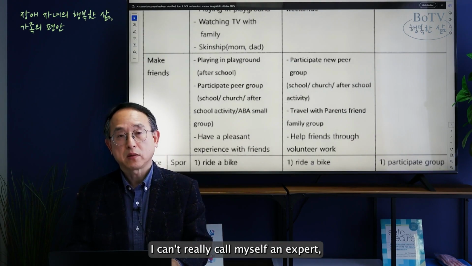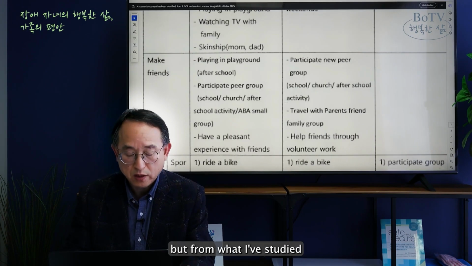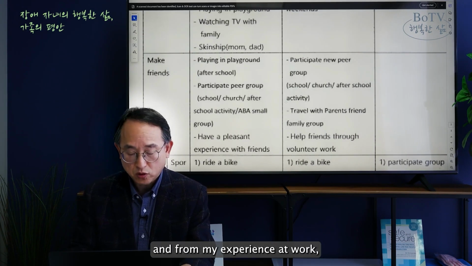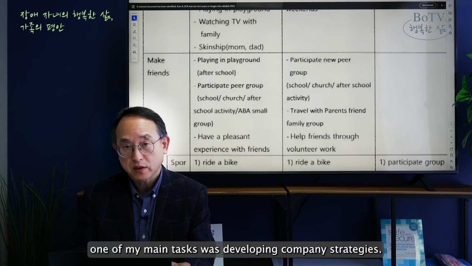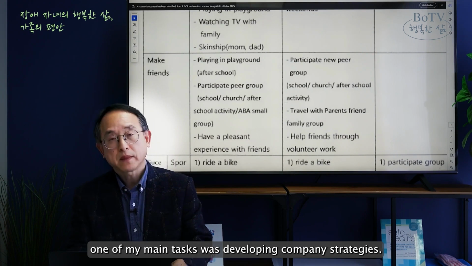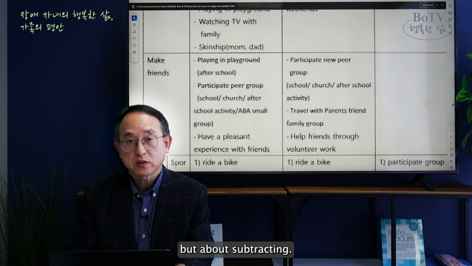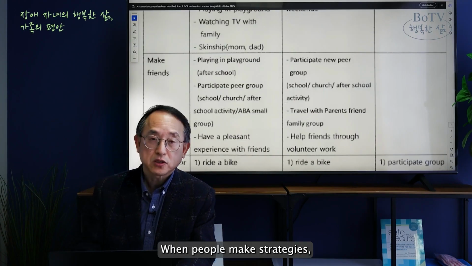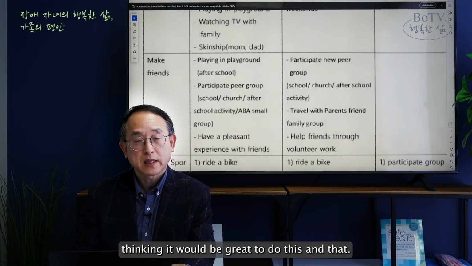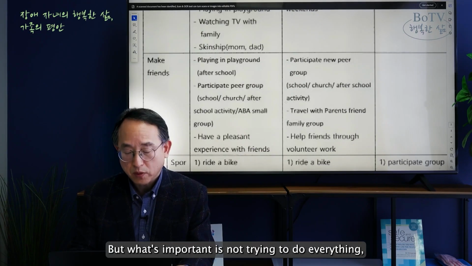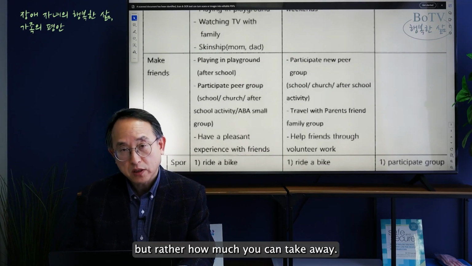Second, a comment I often make is that parents try to do too many things at once. I can't really call myself an expert, but from what I've studied and from my experience at work, one of my main tasks was developing company strategies. And what's really important in strategy is this: it's not about adding, but about subtracting. When people make strategies, they come up with lots of ideas, thinking it would be great to do this and that, but what's important is not trying to do everything, but rather how much you can take away.